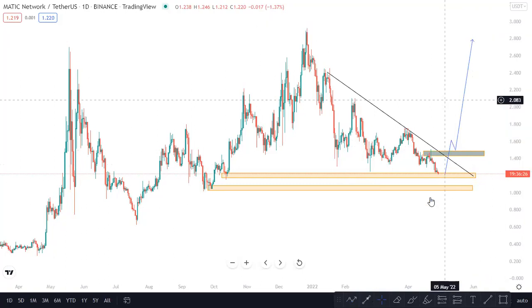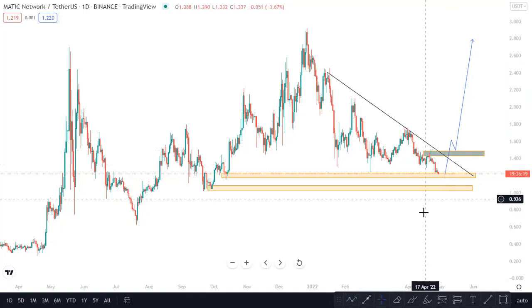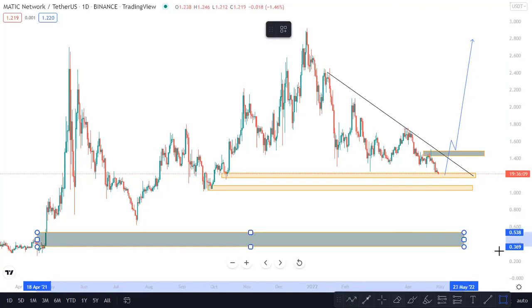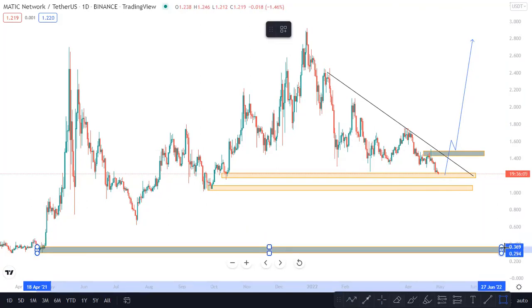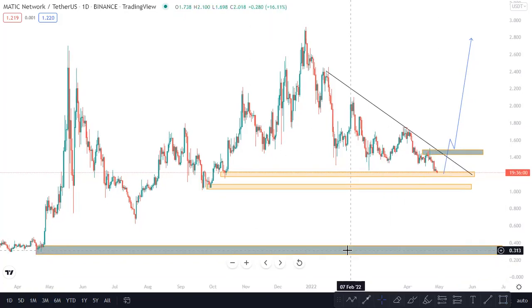But as long as we keep breaking these zones, we can look for short entries around this area and target this major demand zone here. You can take our short entry and target this major demand zone around this area. So that is what we're looking for right now on the higher time frames of Matic.